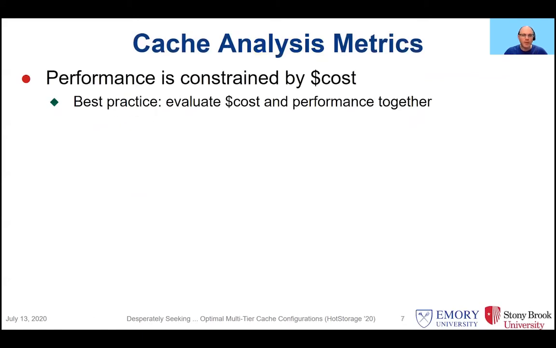There's a dollar cost per byte increase when purchasing hardware with better performance, so it follows that cache performance is constrained by cost. If this weren't the case, everyone would store their data in massive amounts of the fastest DRAM available and just back it up with a giant battery. Due to their strong relationship, best practice should be to evaluate monetary cost and performance together whenever possible.